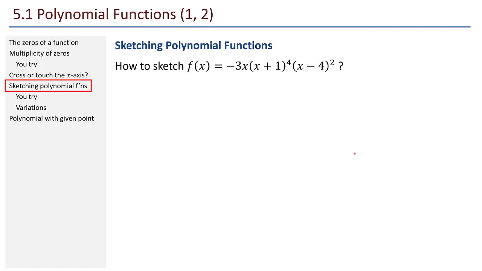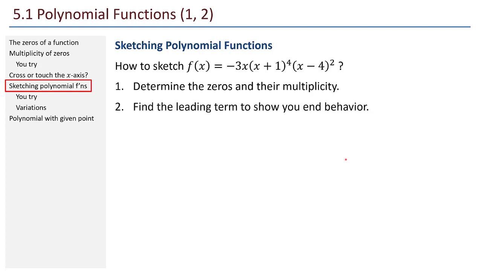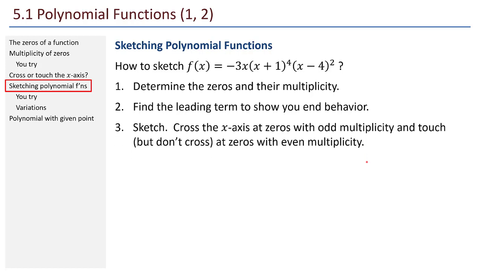Let's do some more. What is the overall rule that I'm using to sketch functions? How would I sketch a function like this? So I determine the zeros and their multiplicity, find the leading term to show you end behavior, and then sketch. I cross the x-axis at zeros with odd multiplicity, and I touch, but don't cross, at zeros with even multiplicity. All right, let's try that here.